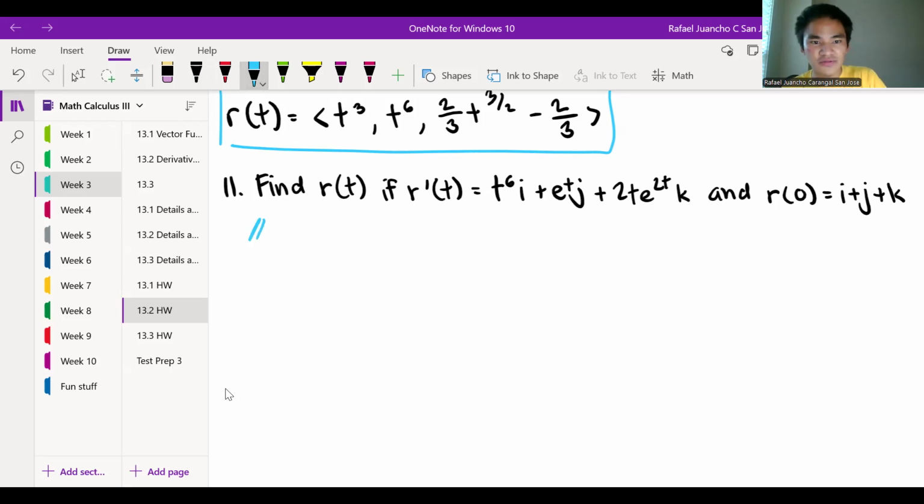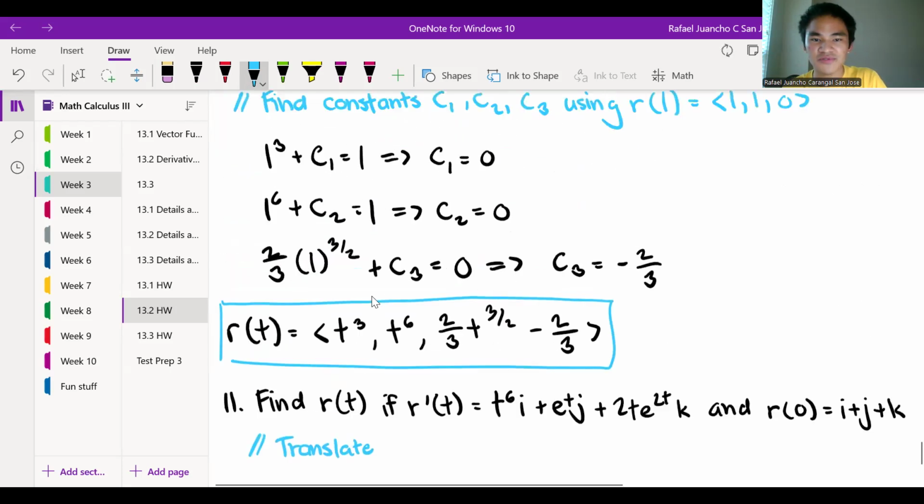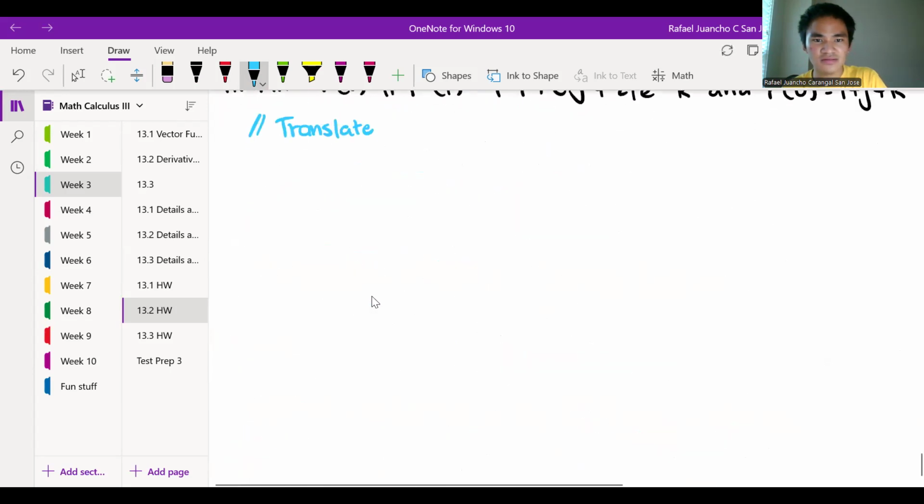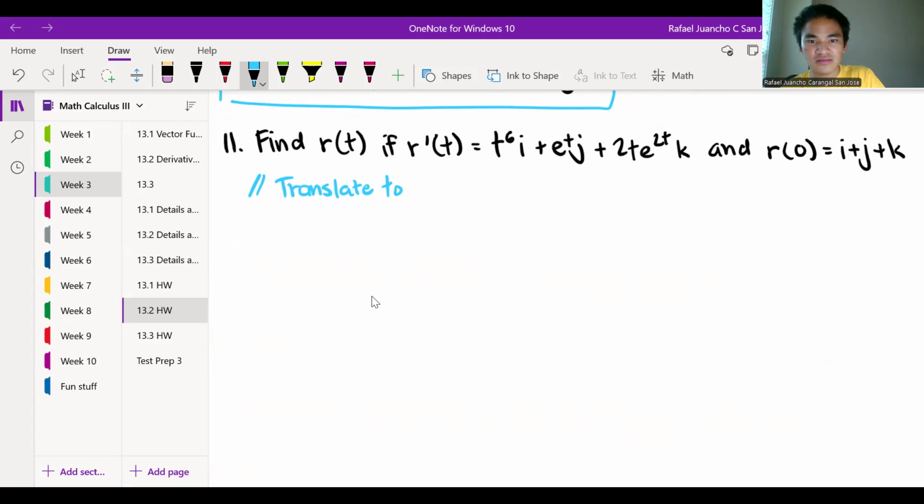So first, what I would do is translate the vector form. So it's really the same steps. When we're doing math, at least in academia, or at least from my experience, usually it's to find the pattern and exploit the pattern. So here we have r prime of t. Here we just take out the i, the j, and the k. And then we're good.